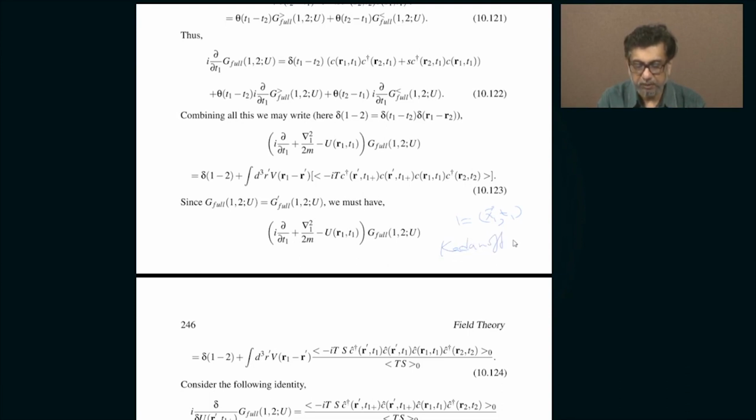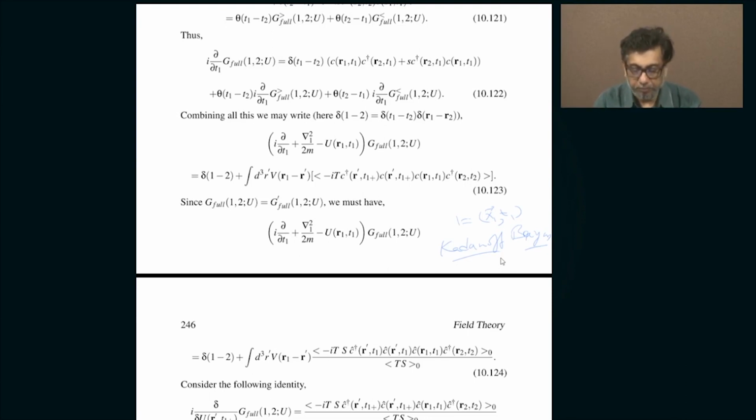This notation was invented by the well-known physicists Kadanoff and Baym in the early 60s, when they wrote this textbook called Quantum Statistical Mechanics. So that's where I learned all this from.